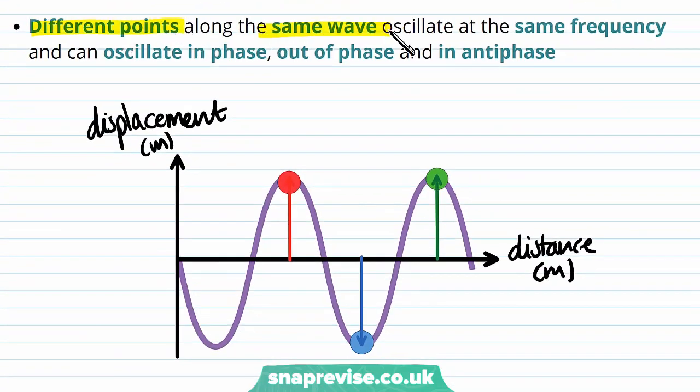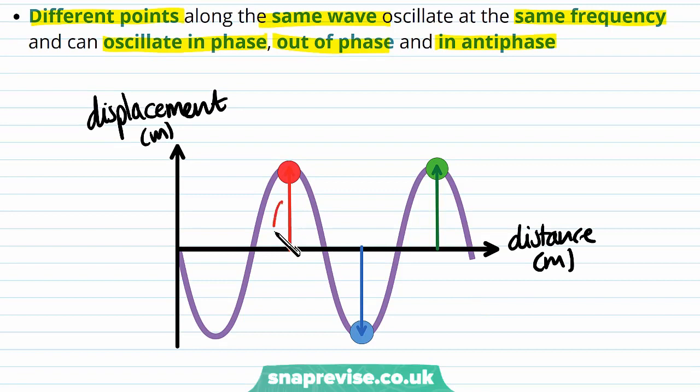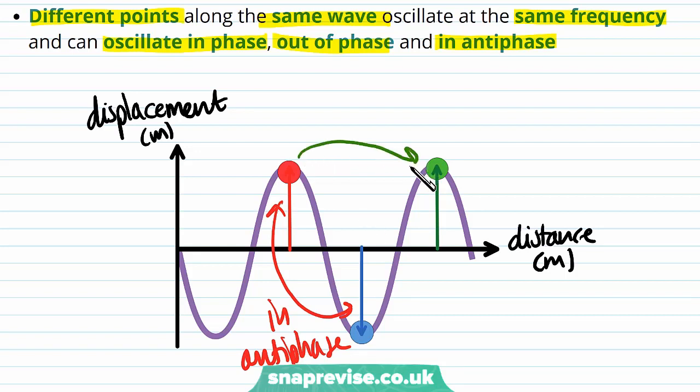Different points along the same wave oscillate at the same frequency and can oscillate in phase, out of phase, and in antiphase. So if we consider the red and the blue circle here, we can see that the red circle is at a maximum displacement and it's at a maximum positive displacement, whereas the blue circle is at a maximum negative displacement. So we can see that these 2 points are oscillating in antiphase. However, if we consider the red circle and the green circle, we can see that they're both at a maximum positive displacement at the same time. So these 2 points are oscillating in phase.